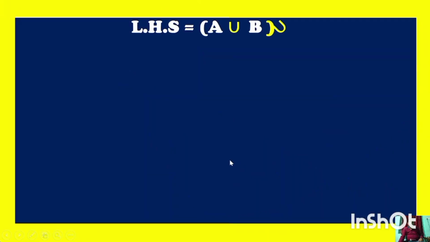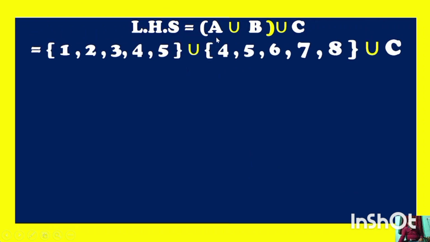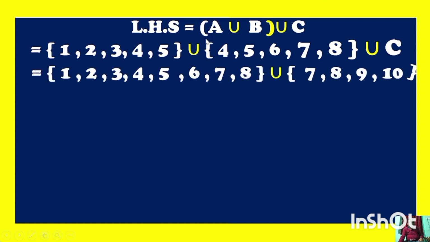For that, let the LHS, the left hand side, be (A ∪ B) ∪ C. First of all, the elements of A are 1, 2, 3, 4, 5, union the elements of B, which are 4, 5, 6, 7, 8. First you have to find A ∪ B, which has all the elements of A and B: 1, 2, 3, 4, 5, 6, 7, 8. Union C set, whose elements are 7, 8, 9, 10.